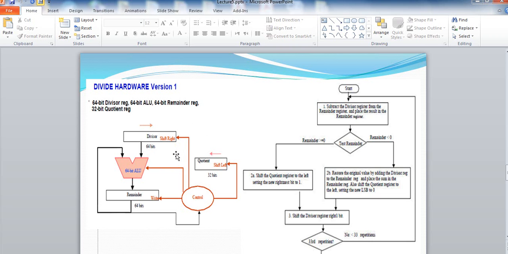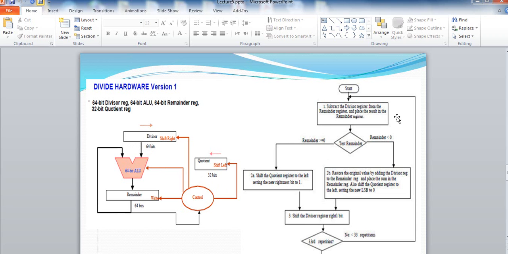It's similar to the multiplying hardware version 1, same design. So you have here 64 bits for the divisor, 64 bits for the remainder, and 64 bits for the arithmetic logic unit, which is actually expensive when you are going to design it. So here, see here, you subtract.